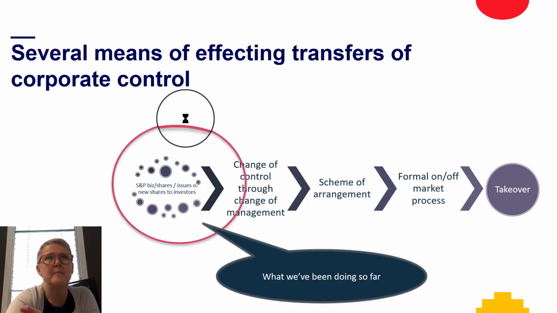We've been talking about selling and purchasing either assets, so the business, or shares, or even just issuing new shares to investors. All are ways of affecting changes in the ownership or control of voting shares. But we can also change control through changing management. Schemes of arrangement we'll talk about towards the end of the day, and what we want to talk about this morning at least are formal on and off market takeover bids.